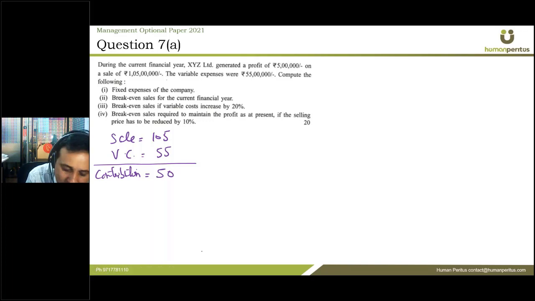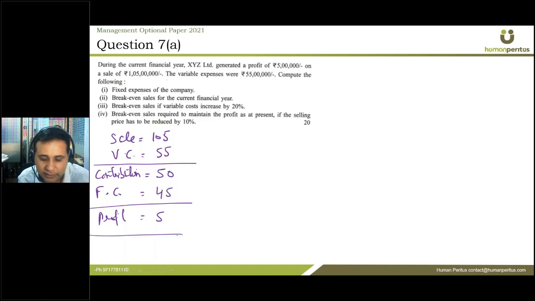Okay. Then we also know that contribution minus fixed cost will give us the profit. So what is profit? Profit is given to be 5 lakhs. So because this is 50, this is 5, I can definitely calculate this value, and therefore my fixed cost comes out to be 45 lakhs. So this is the data which has been given to us. Let us start solving the question one by one.